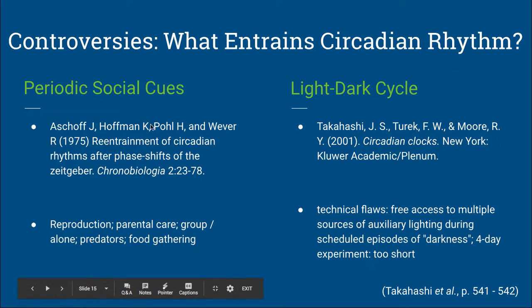The evidence for this group of scientists is that they carry out experiments that place individuals in a group versus alone, or other periodically changing social cues, and observe the changes in circadian rhythm. And these scientists point out some technical flaws in these experiments, like the 4-day experiment is simply too short.